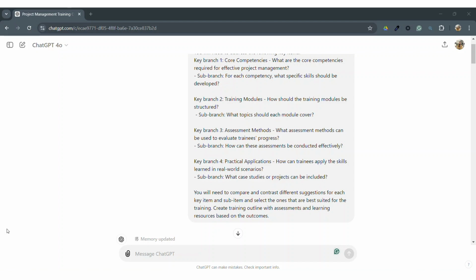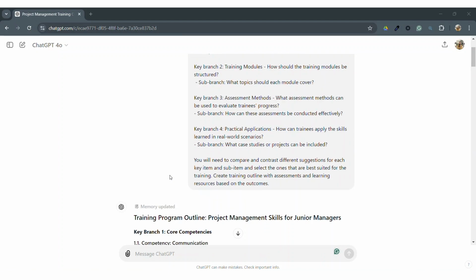And in the last key branch, number 4, we are asking AI to identify some practice opportunities to apply skills learned in this training in real-world scenarios. The AI can also identify suitable case studies, simulations, and hands-on projects that can be incorporated to reinforce learning.